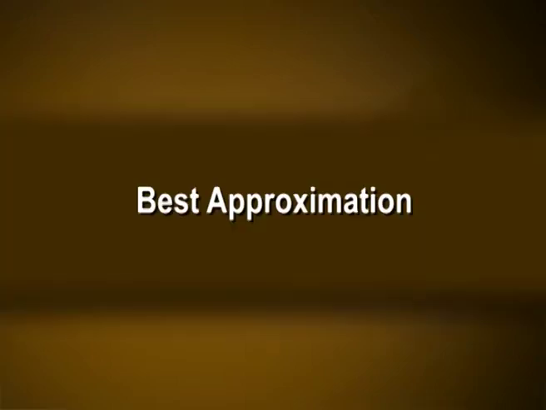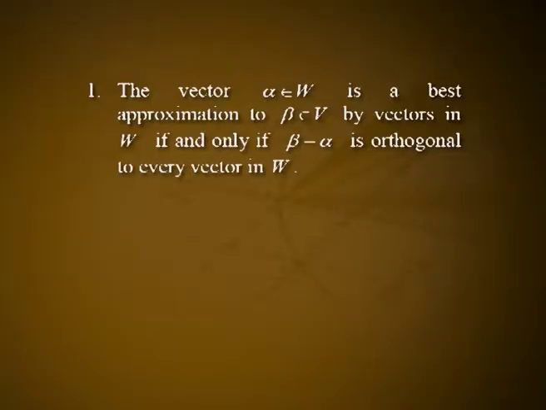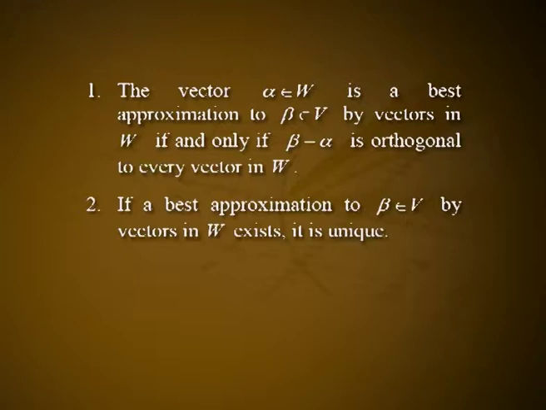Best approximation. Definition. A best approximation to beta in V by vectors in a subspace W of V is a vector alpha in W such that norm of beta minus alpha is less than or equal to norm of beta minus gamma for every vector gamma in W. Theorem 3. Let W be a subspace of an inner product space V and let beta belong to V. The vector alpha in W is a best approximation to beta in V by vectors in W if and only if beta minus alpha is orthogonal to every vector in W. If a best approximation to beta in V by vectors in W exists, it is unique.